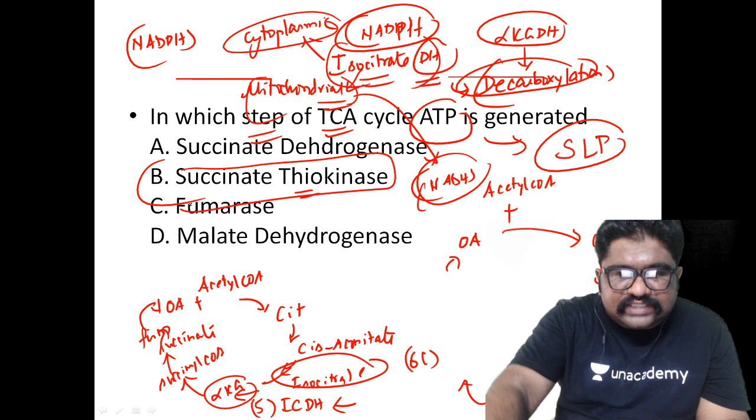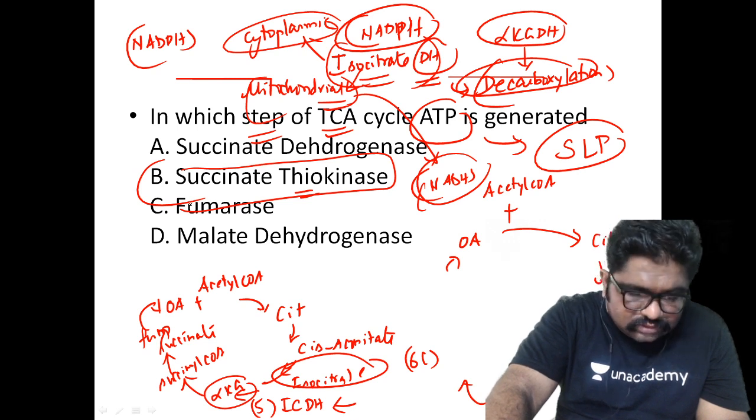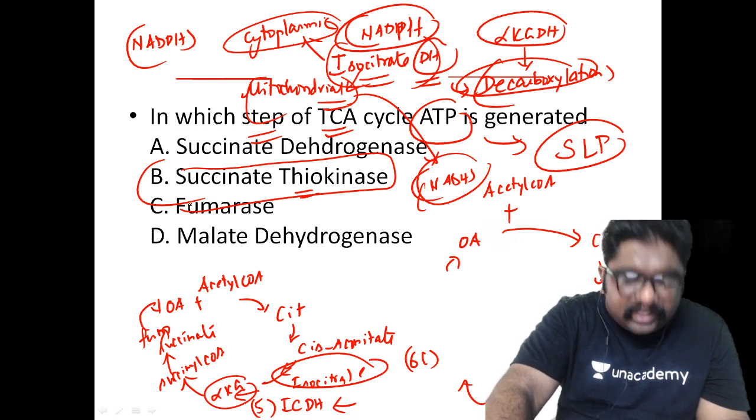No. You don't call it a succinase. You call it succinate thiokinase. But you have one more enzyme called succinate dehydrogenase. That is the one that converts succinate into fumarate.